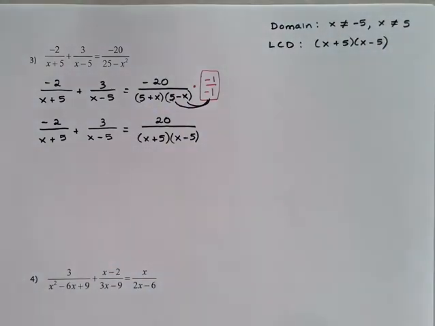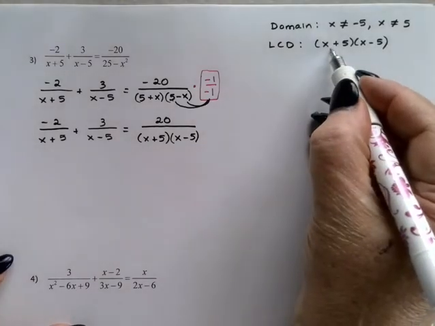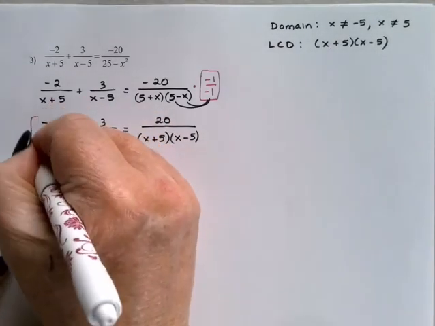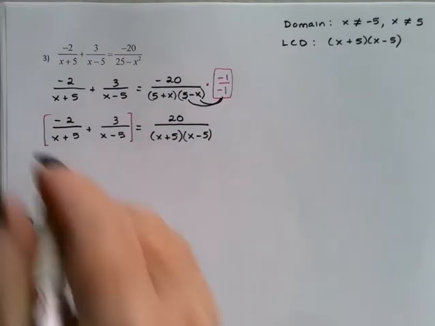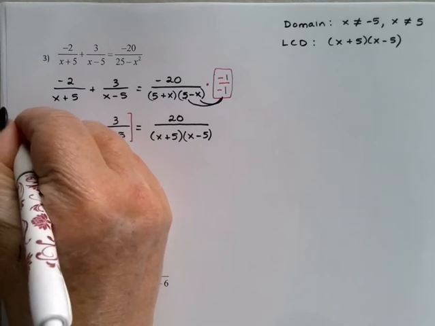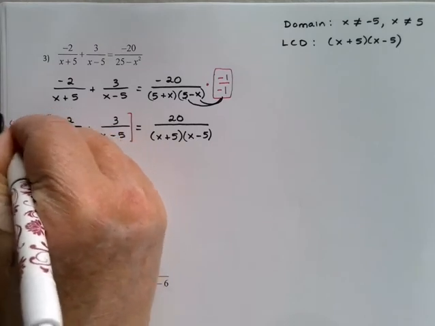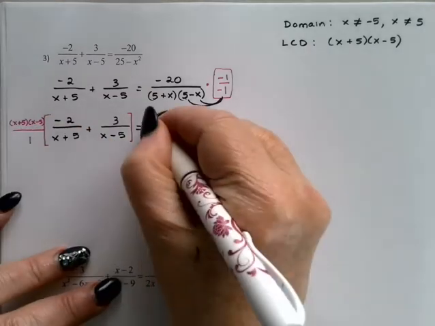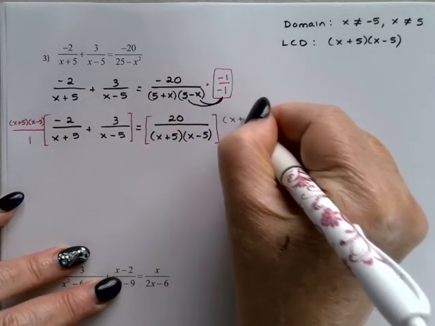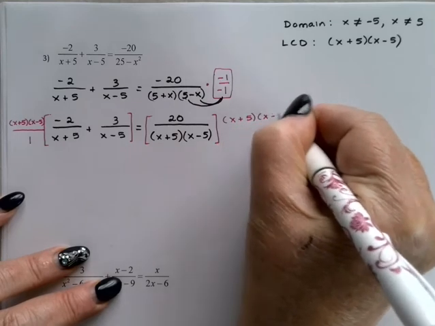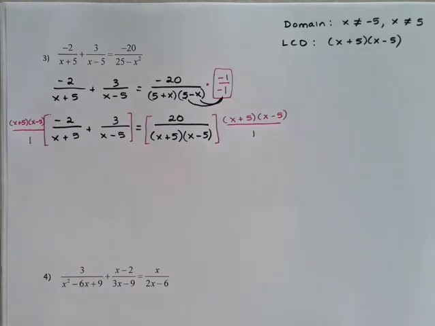All right, like we've been doing, we're going to multiply both sides of the equation by the LCD. I'm going to see if I can sneak it into this line right here. I'm going to multiply this side by x plus 5, x minus 5. I'll put that over 1. And I'm also going to multiply this side by x plus 5, x minus 5, which I can put over 1 as well.